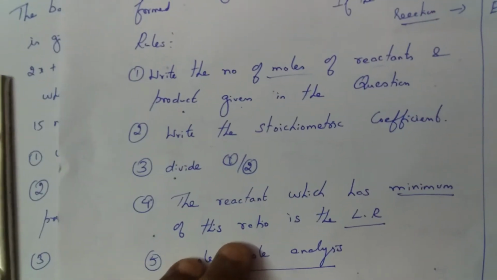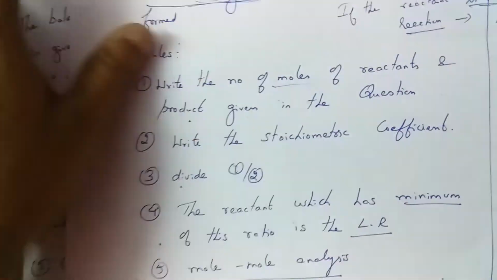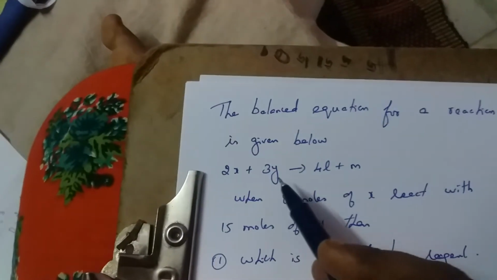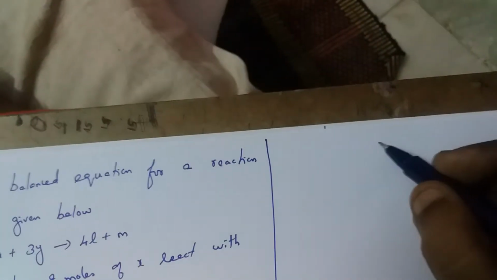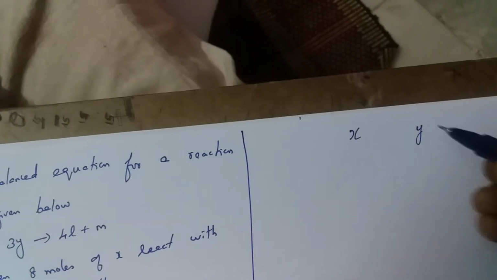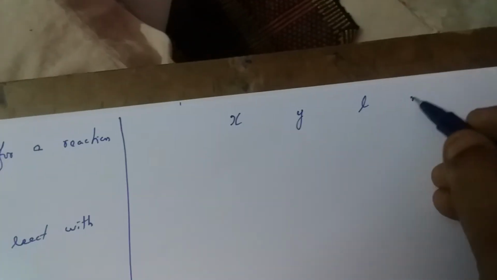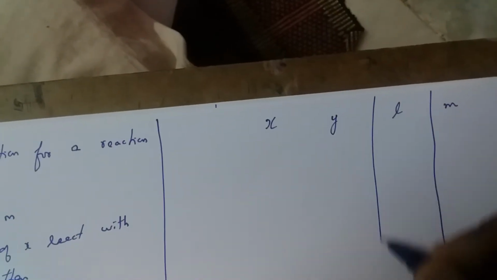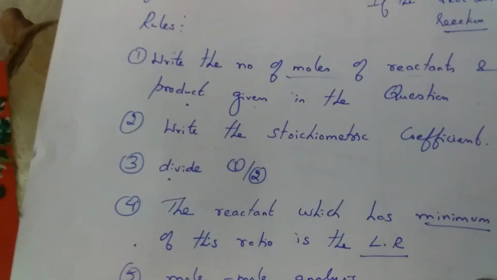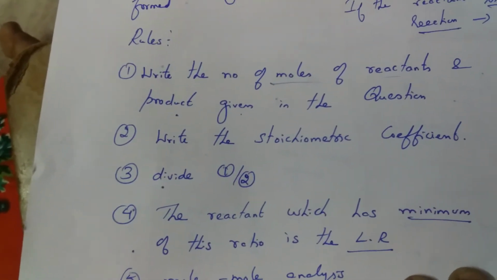You already know the steps involved. In the first step, write the number of moles of reactant and product given in the question. Before that, you have to separate them: X and Y are reactants, and L and M are products. So separate them as X, Y, L and then M.